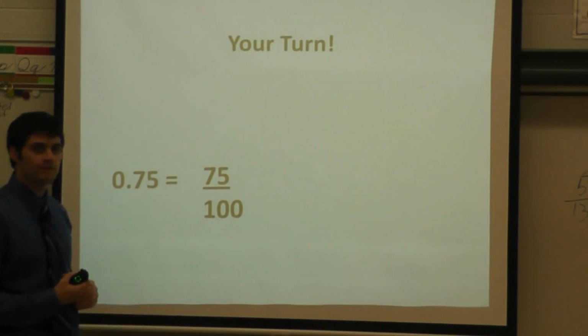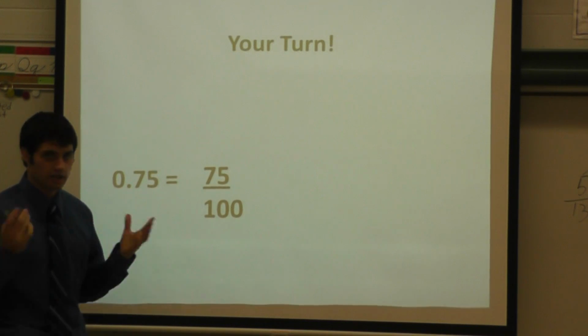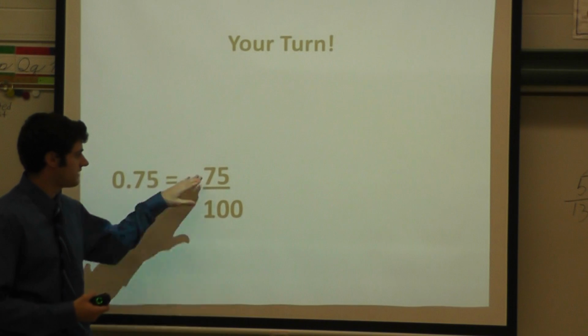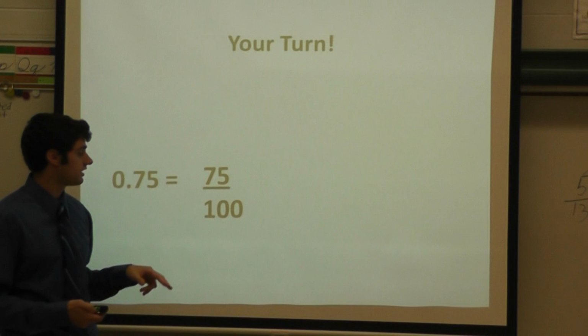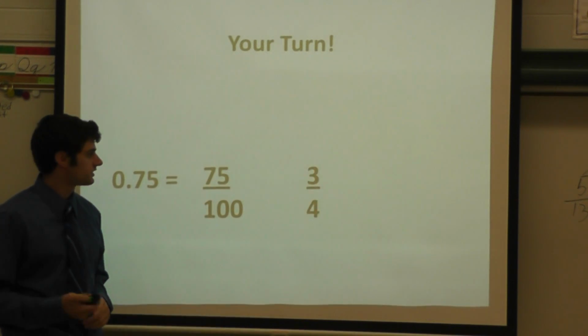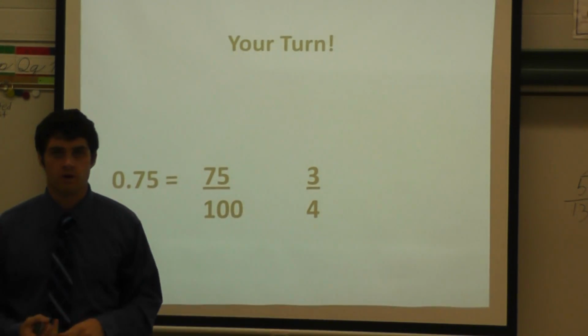0.75 would be 75 hundredths. I would write 75/100. Yes, I have to reduce it. I know that the greatest common factor between 75 and 100 is 25. 25 goes into 75 3 times. 25 goes into 100 4 times. So my final answer would be 3/4.